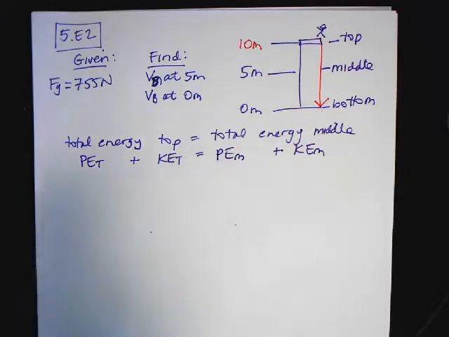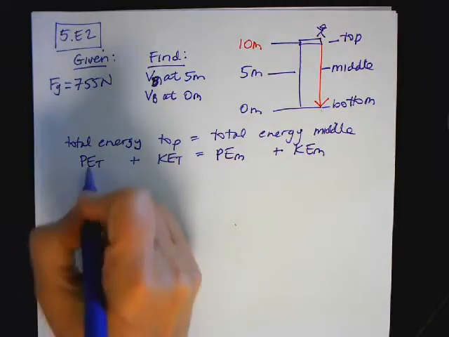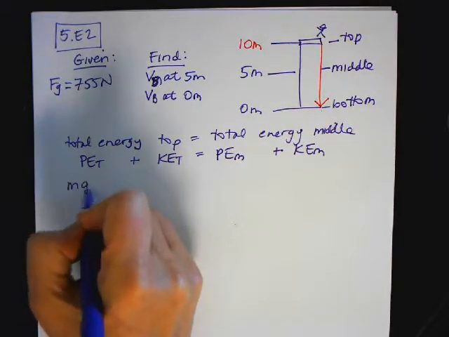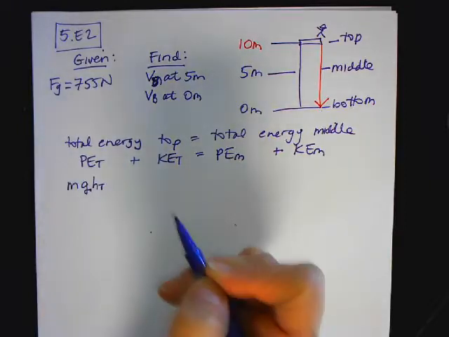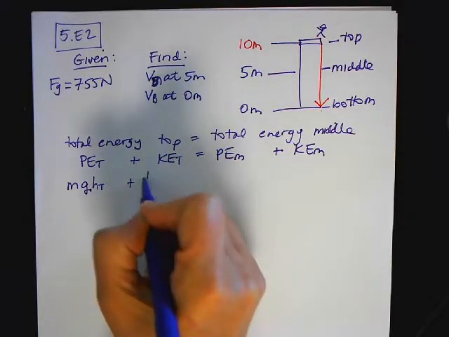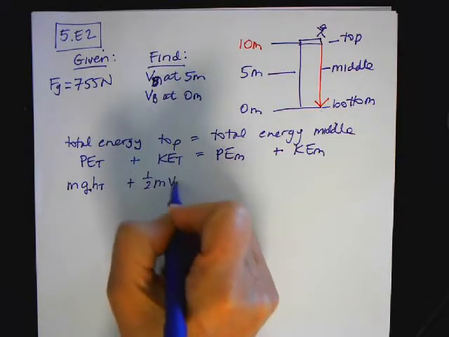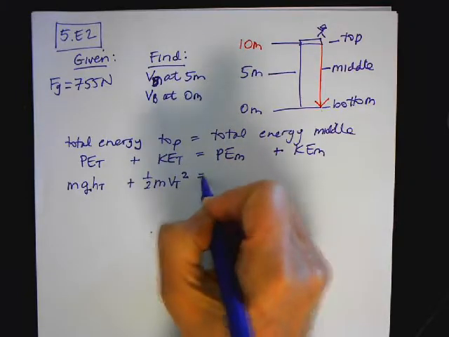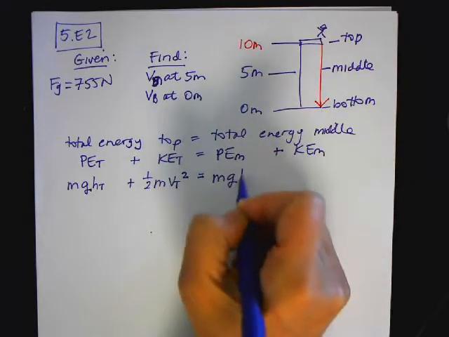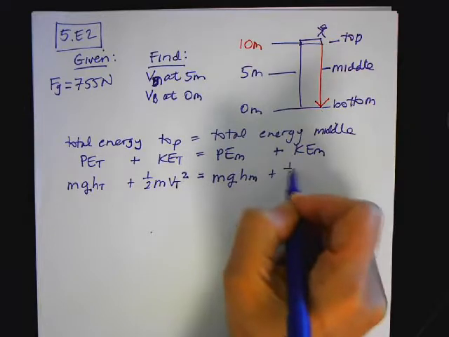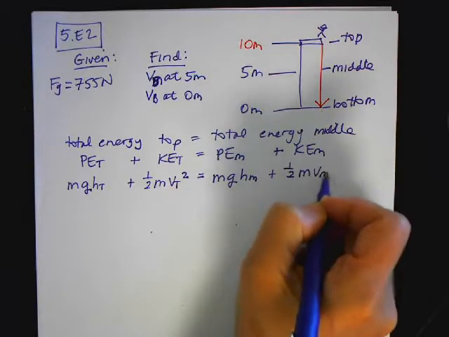Now, I can look and think, is something 0? I can just expand that. Like if I want to, I can just expand and say, well, the potential energy at the top is going to be mgh at the top, plus 1/2 mvt squared, and that's equal to mghm plus 1/2 mvm squared.